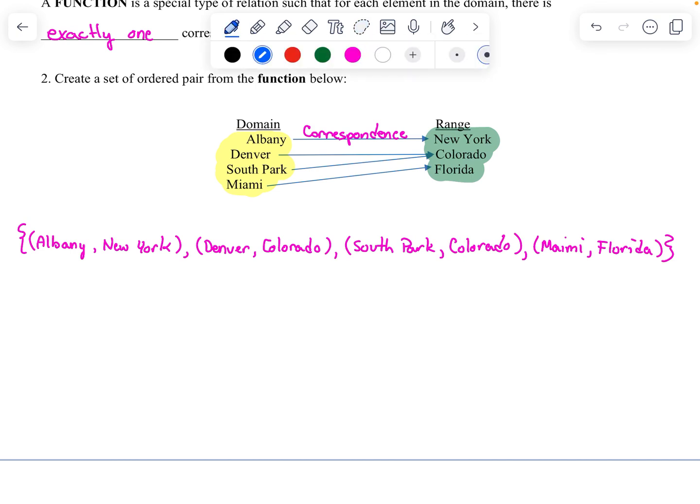And again, notice that the first entry in every ordered pair is in the domain. And the second entry of every ordered pair is in the range.